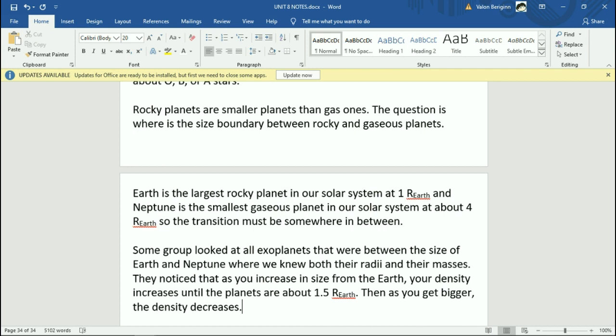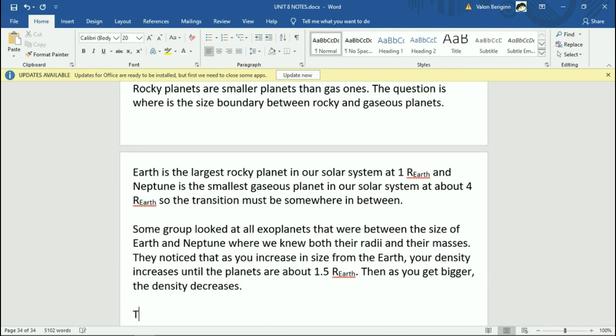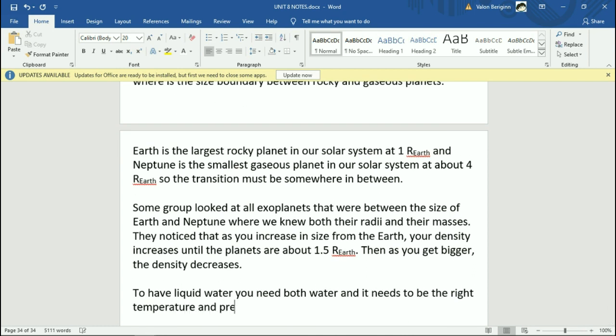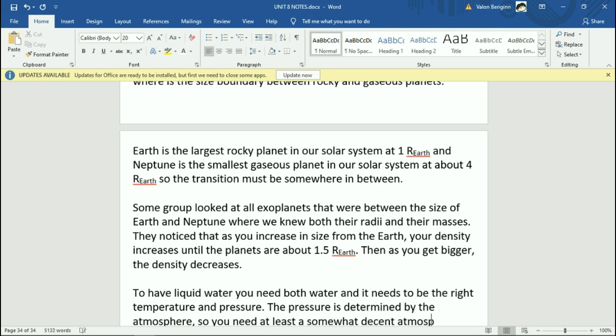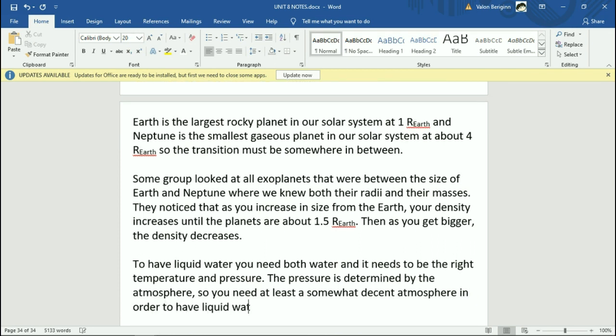Okay, so we've talked about the stars and rocky planets, then let's talk about liquid water. So, to have liquid water, you need both water, obviously, and it needs to be the right temperature and pressure. Okay. Now, the pressure comes into play in terms of the atmosphere. So the pressure is determined by the atmosphere. So you need at least a somewhat decent atmosphere in order to have liquid water, right? Even on the moon, maybe you found a place that has the right temperature somehow, your water is going to immediately evaporate because the pressure's almost nothing. So you need at least some sort of pressure.